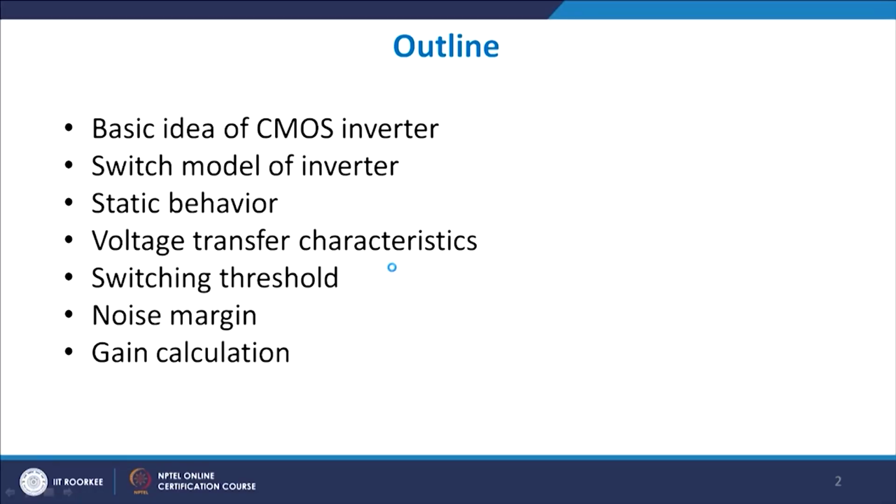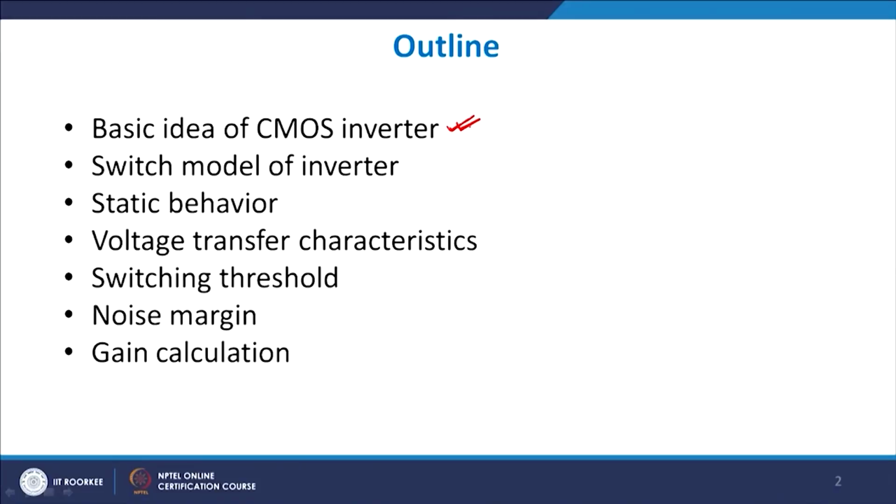The first thing is the basic idea of a CMOS inverter, right. We will see what is the meaning of an inverter, because this is the basic building block for any digital or even analog VLSI design. For any chip or any circuit which you want to design, the prime building block is basically a CMOS inverter. So, we will understand what is the basic idea of a CMOS inverter, how it looks, and how it functions.